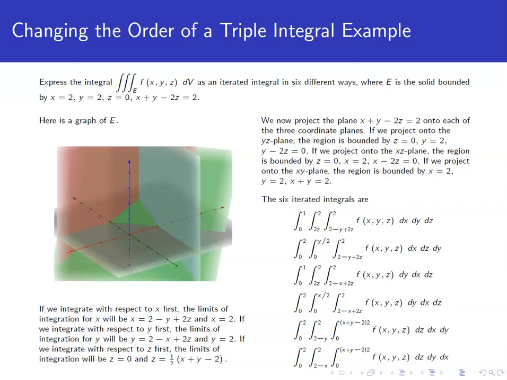In this video, we're going to look at rewriting the triple integral in all 6 possible ways. So we're being asked to express this integral of some arbitrary function f dV, where E is the solid bounded by x equals 2, y equals 2, z equals 0, and x plus y minus 2z equals 2. Alright, so what does the solid look like?